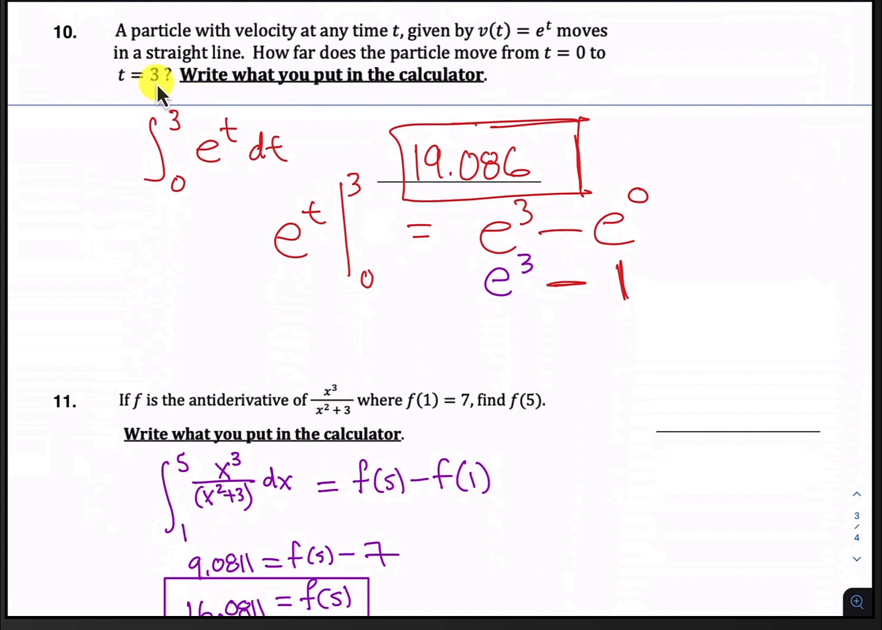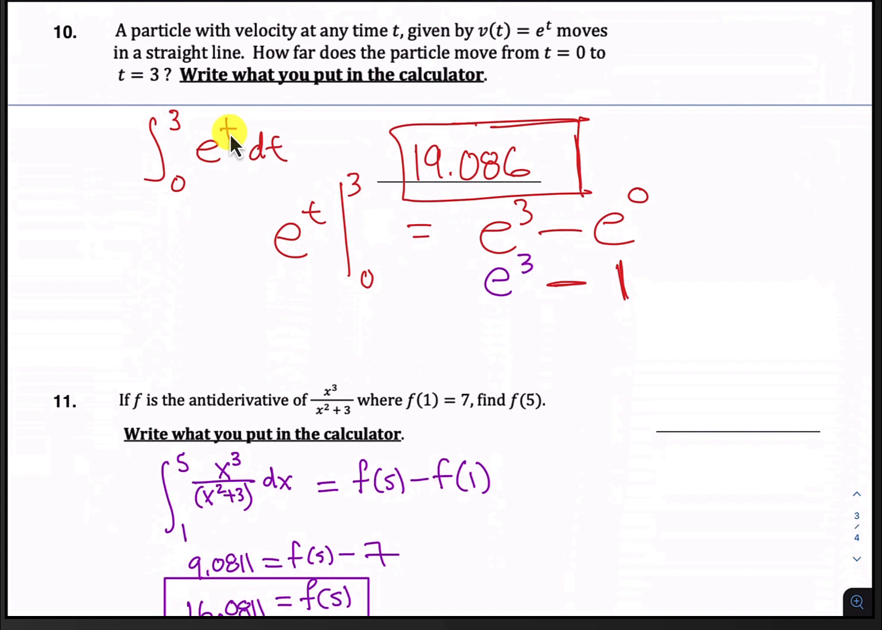So basically, we need to find the position at 0 and the position at 3 and subtract them. Well, to find the position at 0 and the position at 3, we would simply find the antiderivative. The antiderivative would give us the position at 3 and the position at 0, and it will automatically subtract them because that's built into that formula. So to answer this question, we simply need to evaluate the integral from 0 to 3 of the function e raised to the t.